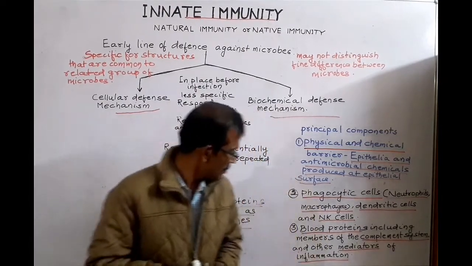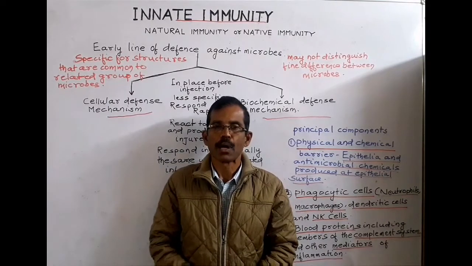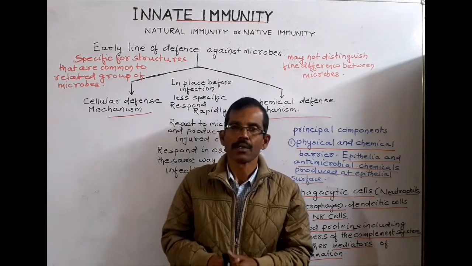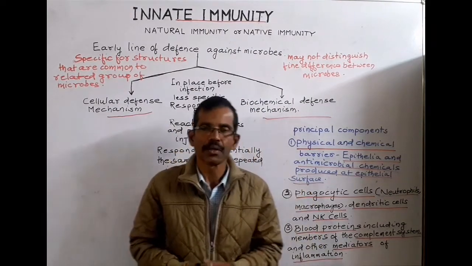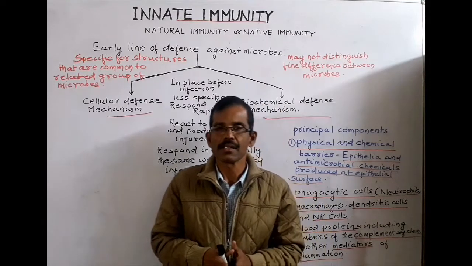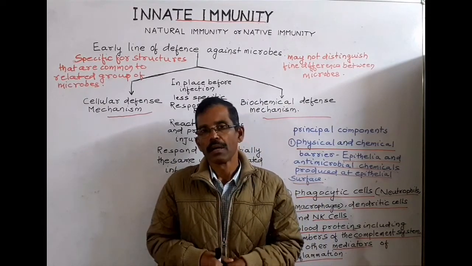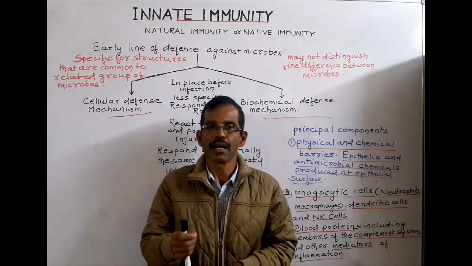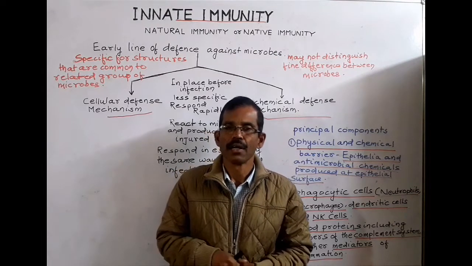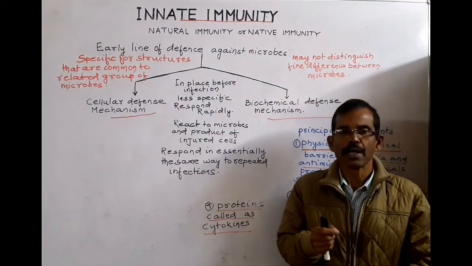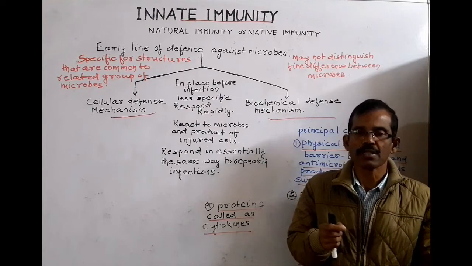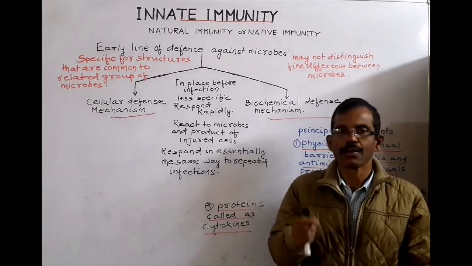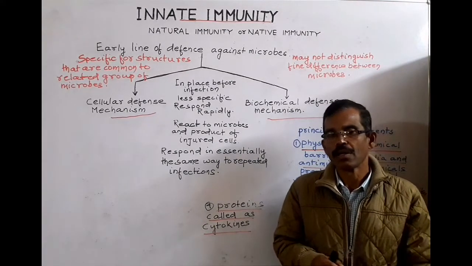The third component is blood proteins, including members of the complement system and other mediators of the inflammatory response. The complement system is a group of about 20 plasma proteins that act in a cascade-like manner in order to fight infections. The fourth component of the innate immunity is proteins known as cytokines. Cytokines regulate and coordinate the activity of various cells of the innate immune system.